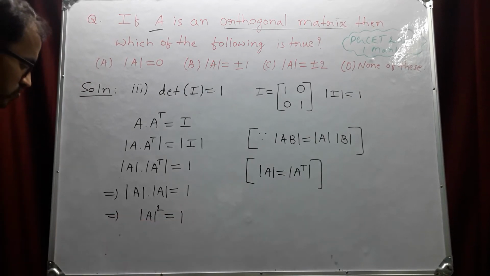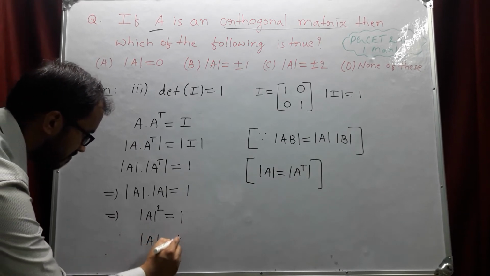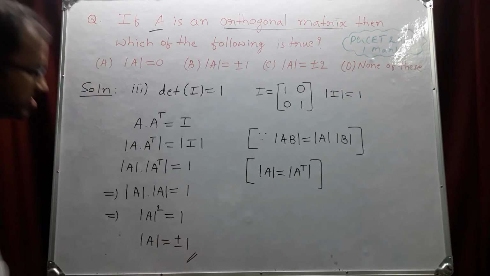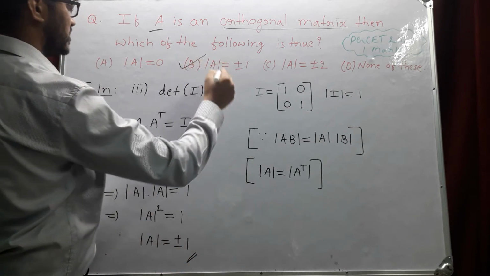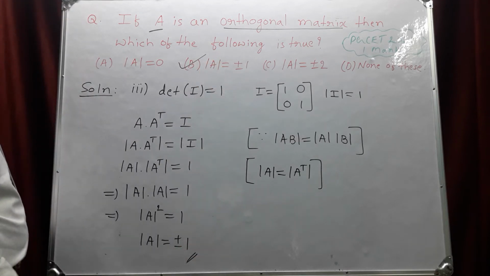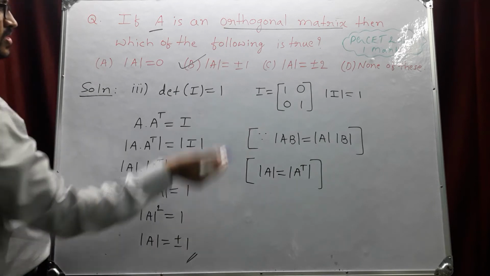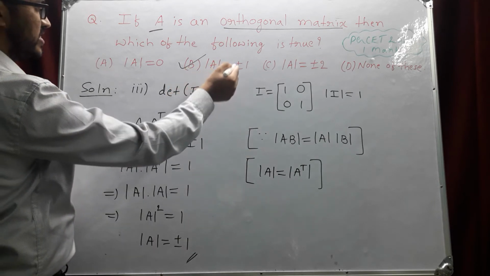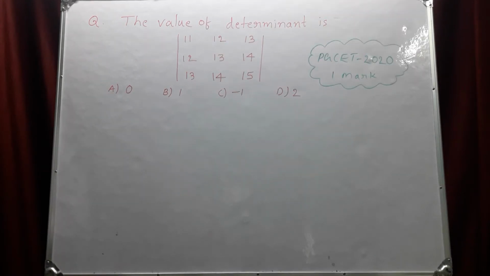So taking root on both sides, determinant of A becomes plus or minus 1. So the correct option is option B, that is determinant of A is plus or minus 1. So if A is an orthogonal matrix, then determinant of A is plus or minus 1.